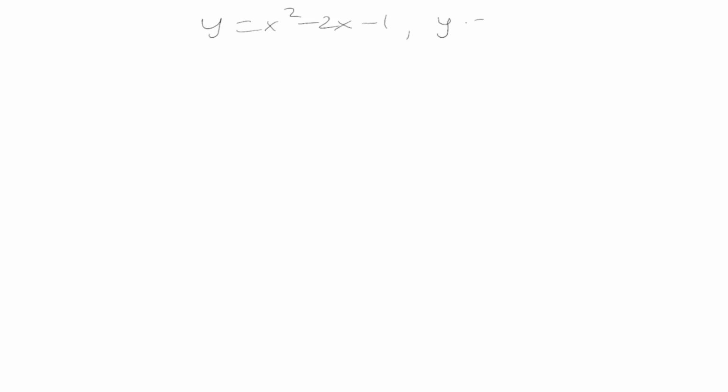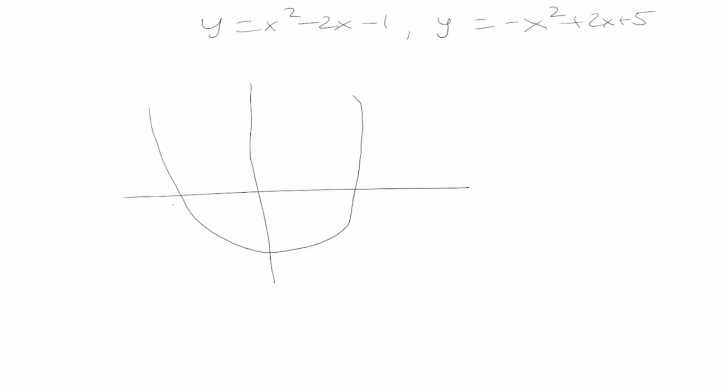Let R be the region bounded by the parabolas y equals x squared minus 2x minus 1 and y equals negative x squared plus 2x plus 5. So graphing these will give us something like this. And now we have to see where they intersect. The first one is going to be at negative 1, comma 2. And the other one is at 3, comma 2.